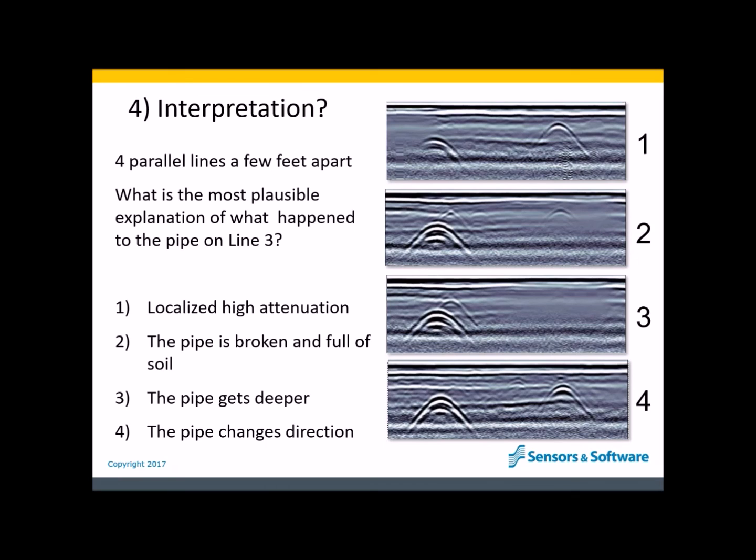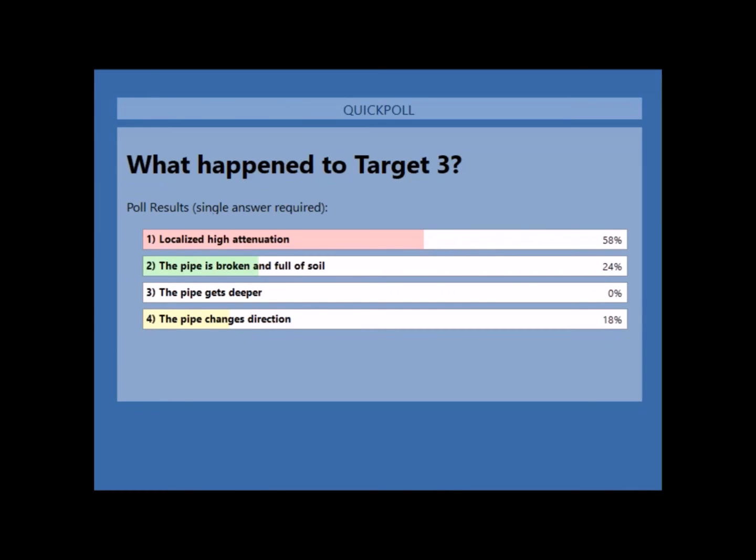Okay, now let me share the results. So 58% of you said localized high attenuation, which is the correct answer. So I'm happy to see that. 24% of you picked the pipe is broken and full of soil. It's a plausible explanation. It does actually fit the data, but I would suggest that it's not the most plausible answer. You can actually see that the attenuation is not just on line 3. On line 2, there's also this pipe is starting to fade out.